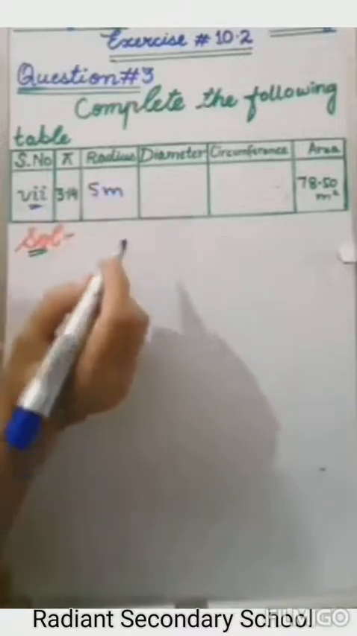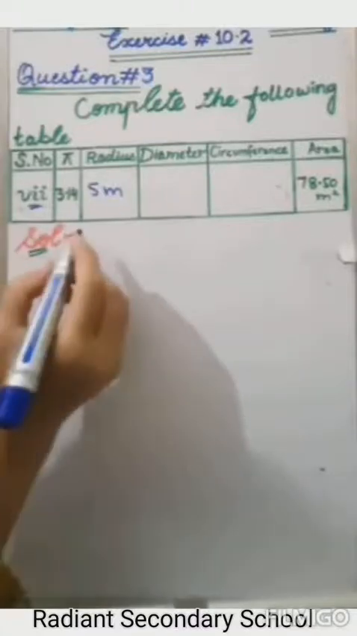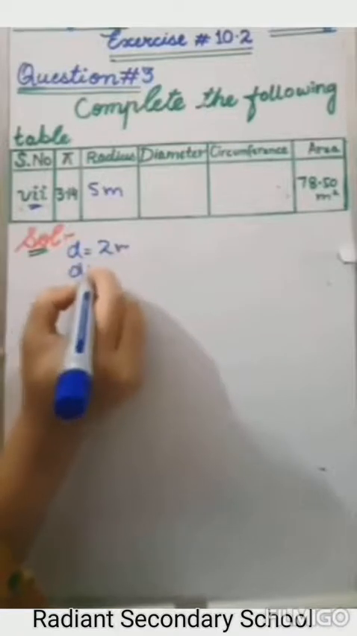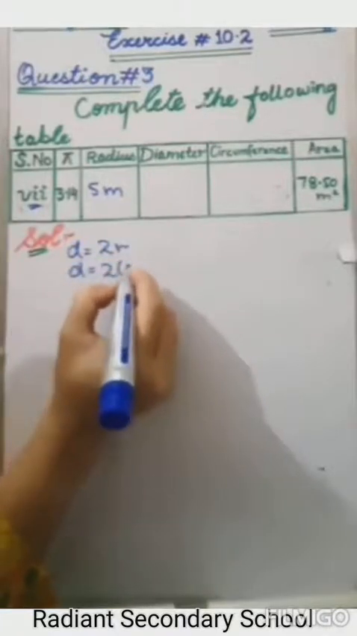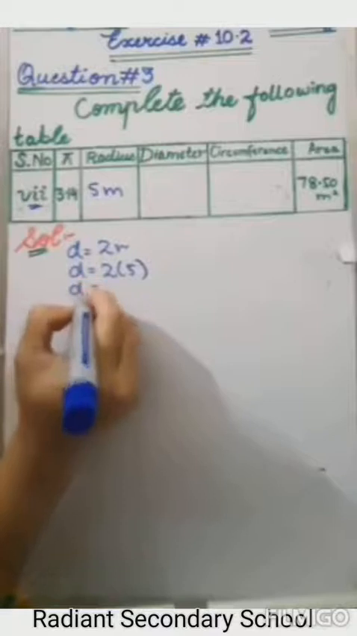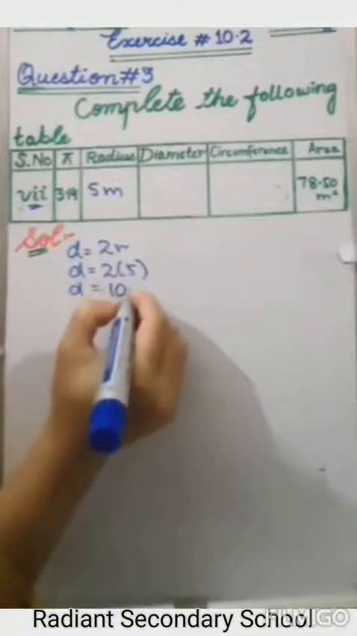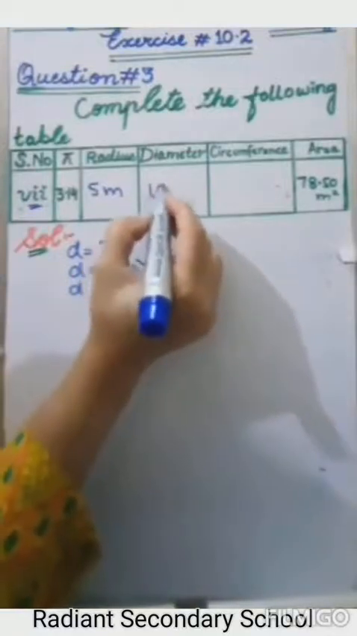Now we have to find diameter. For diameter we know that diameter is d is equals to 2r. D is equals to 2 multiplied by 5, and D is equals to 2 5s are 10. So our diameter is 10 meter.